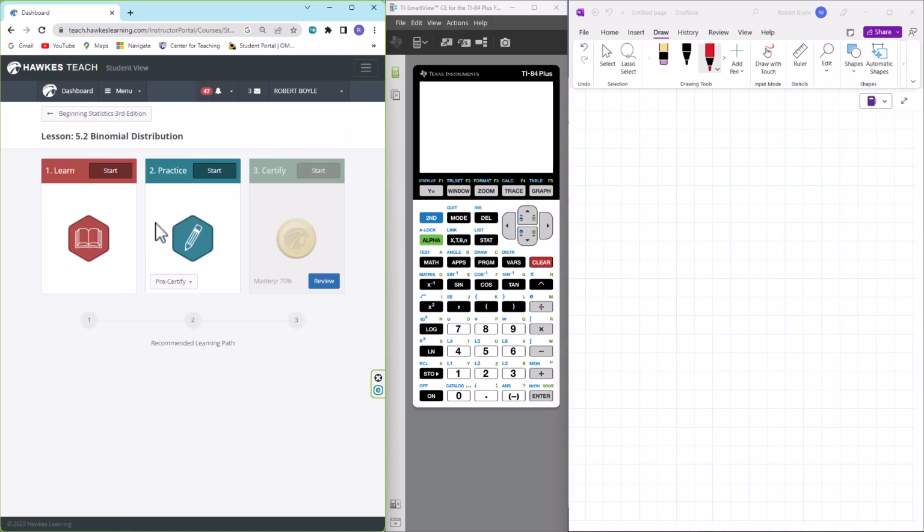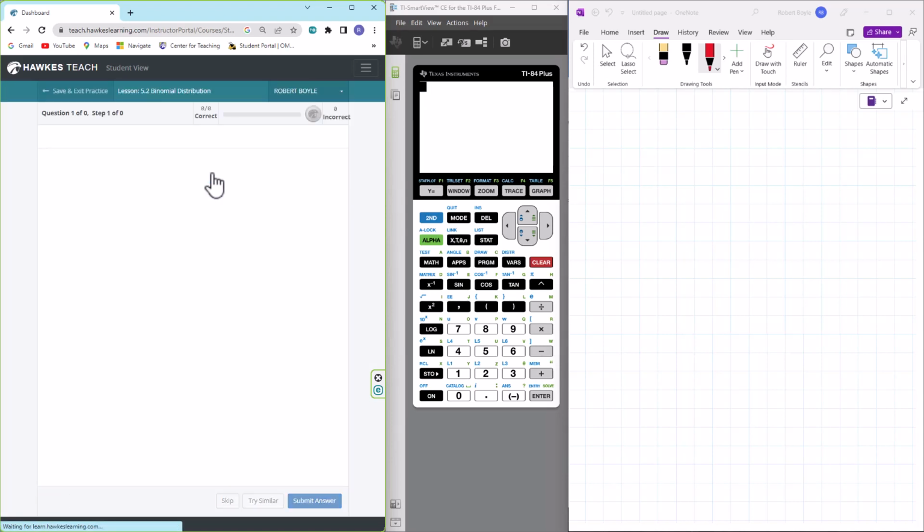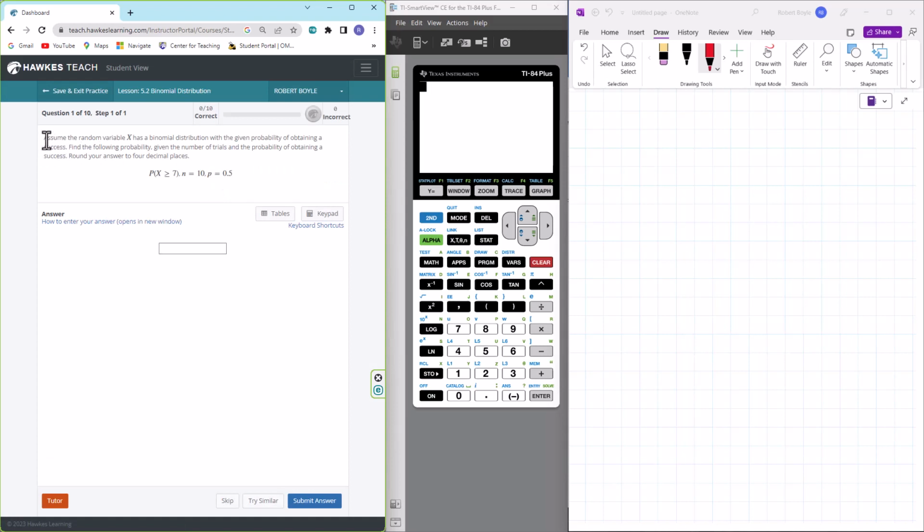As always, I'm going to do this through practice. So here we go. And this is our first question. Assume the random variable x has a binomial distribution with the given probability of obtaining success. Find the following probability given the number of trials and the probability of obtaining a success. Round your answer to 4 decimal places.